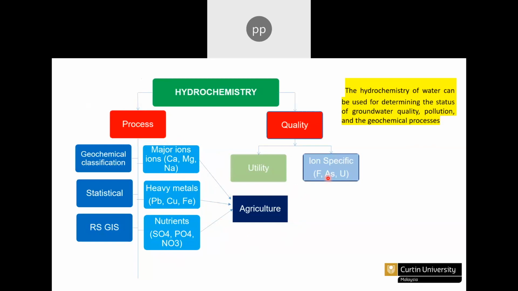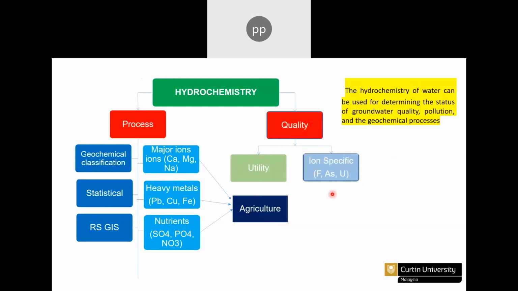And you can see the other side is the quality. Once you know what processes control these ions or metals present in the water, then you can decide the quality of the water. The quality of the water depends upon the utility, so for what utility you are assessing the quality. For example, at the moment I am stressing agriculture because my focus is agriculture. So there are certain procedures and guidelines on how the water can be used for agriculture.